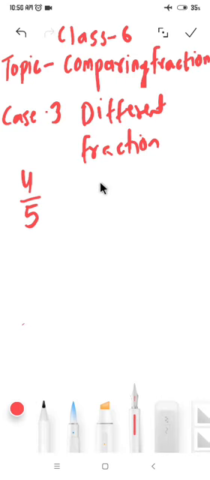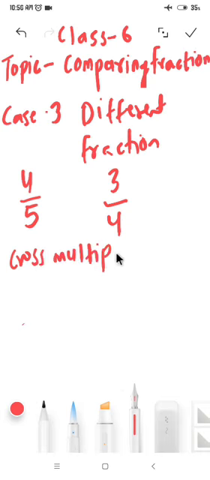and 3 upon 4. Okay. In both the fractions, their numerator and denominator values are different from each other. Okay. So in this question, we use the cross multiplication method. Which method? Cross multiplication method. For solving this type of question, you have various types of methods, but firstly I will explain you the cross multiplication method.